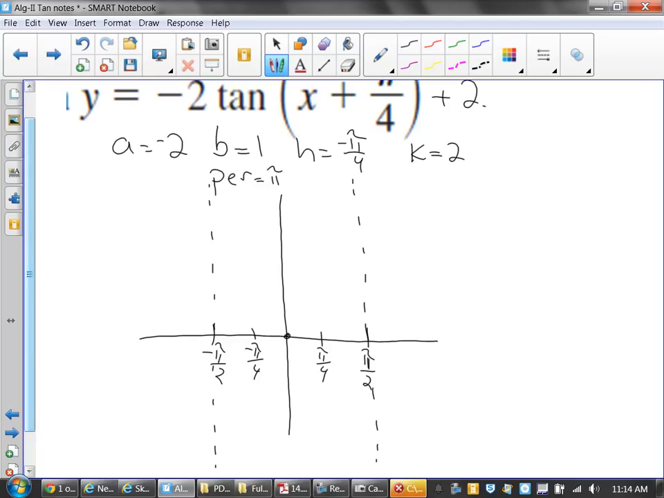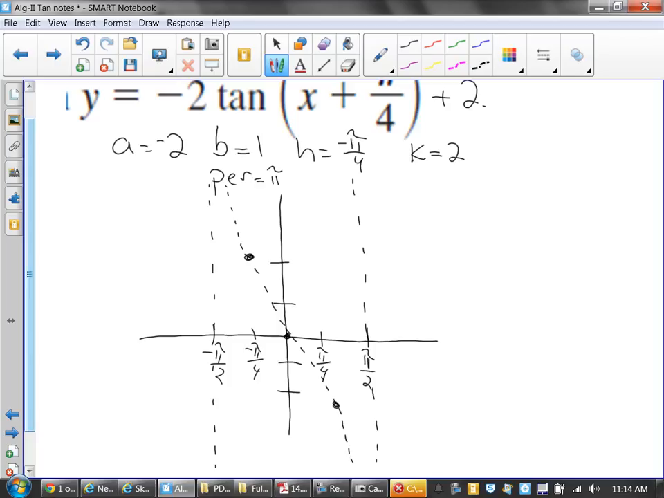My A value is -2, which means it's decreasing from left to right, which means all I have to do is mark off 2 of them then. If it's decreasing, that means at negative pi over 4, it's at +2, at 0 it's 0, and at pi over 4, -2. And there's the curve.